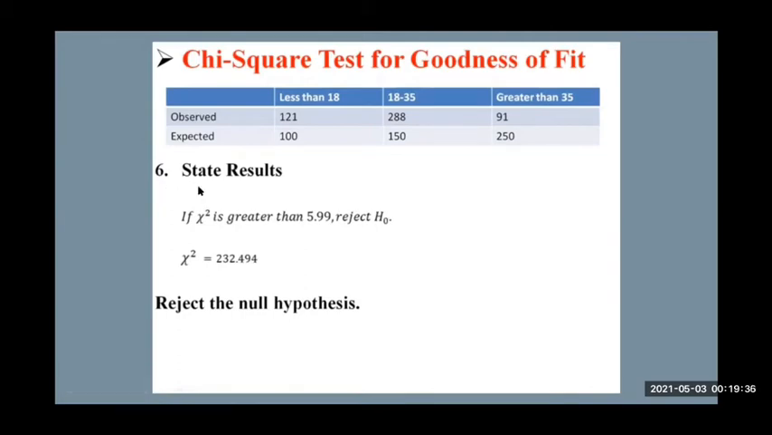So now let's state the result. If x is greater than 5.99, reject the null hypothesis. Then our x is equal to 232.494. Then we are going to reject our null hypothesis because it is much greater than 5.99. So that is for our chi-square test for goodness of fit.